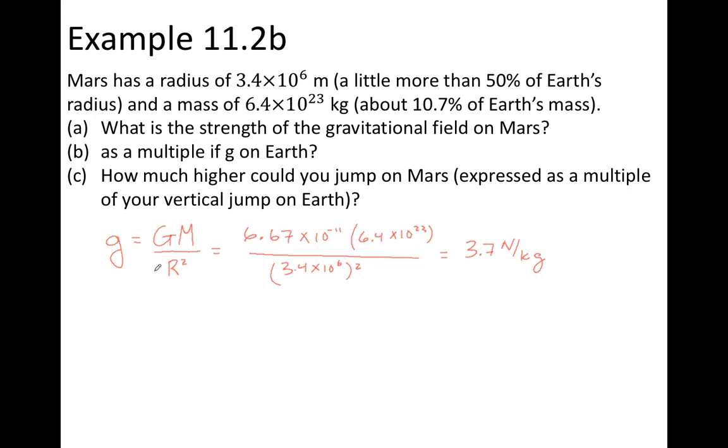What if we express that as a multiple of g? Well, if I take the value for g on Mars, divide it by the value for g on Earth, I'll use 9.8, the accurate value of g, we end up getting 0.38, which is about 38% of Earth's surface gravity. Now, if gravity is weaker, you could jump higher on Mars. How much higher could you jump?